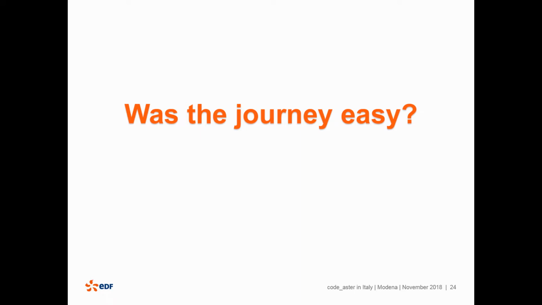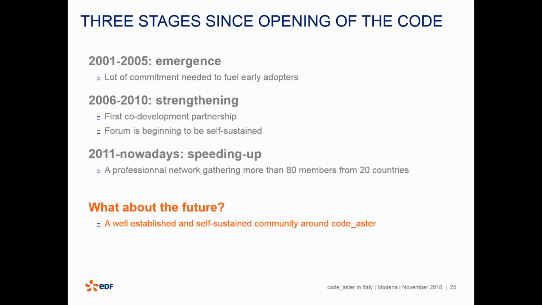Was it complicated to do that? Well, there are 3 stages, I would say, since the opening of the code. The first part was the emergence: when the code was made available, people started to download it, but it wasn't very big because it was still new and people are used to another code. It's hard to change things. And then after 5 years, it started to get better. We had the first code development partnership, so we started to work with other users outside of EDF, and the forum began to be sort of self-sustained.